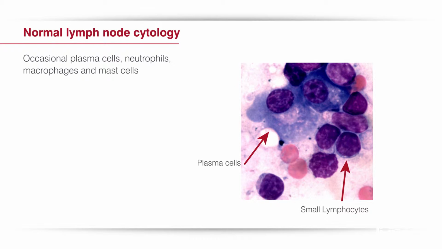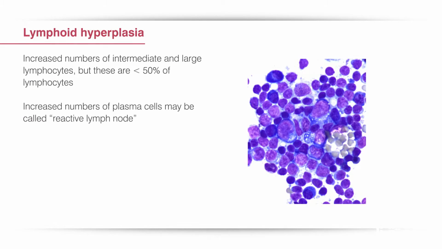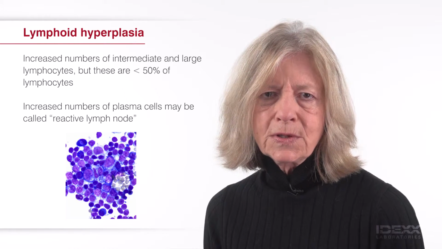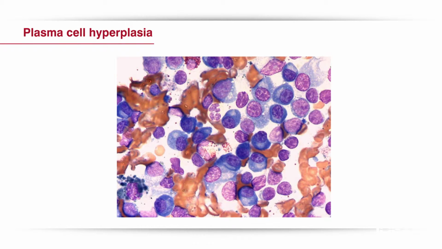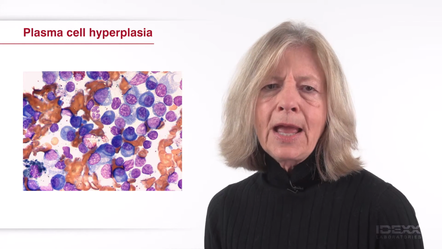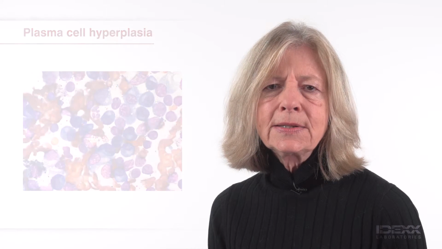In hyperplastic lymph nodes, intermediate and large lymphocytes are increased, but comprise less than 50% of the lymphocytes. If more than 50% of the lymphoid cells are intermediate or large, lymphoma should be considered as a differential diagnosis. Hyperplastic lymph nodes often also have increased numbers of plasma cells, and these sometimes are referred to as reactive lymph nodes. Neutrophilic inflammation involving lymph nodes is relatively uncommon and can be associated with bacterial infection, necrosis, or immune-mediated diseases.